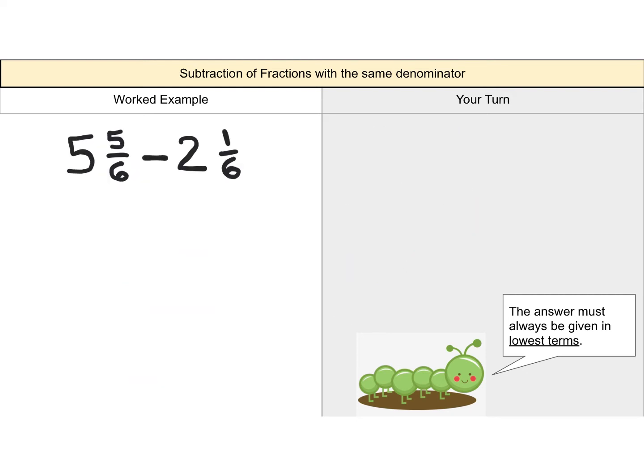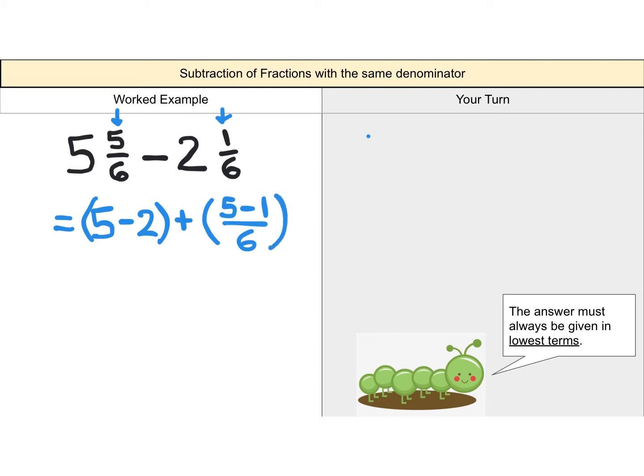Now in this example, we've got two mixed numbers, and the proper fraction that I'm subtracting from, 5, is greater than the 1. So in this case, this is going to be fairly easy. I can take my two whole numbers, subtract them from each other, and then I can take the two fractions, 5 minus 1 over 6. 5 minus 2 is 3. 5 minus 1 is 4. So my answer is 3 and 4/6.